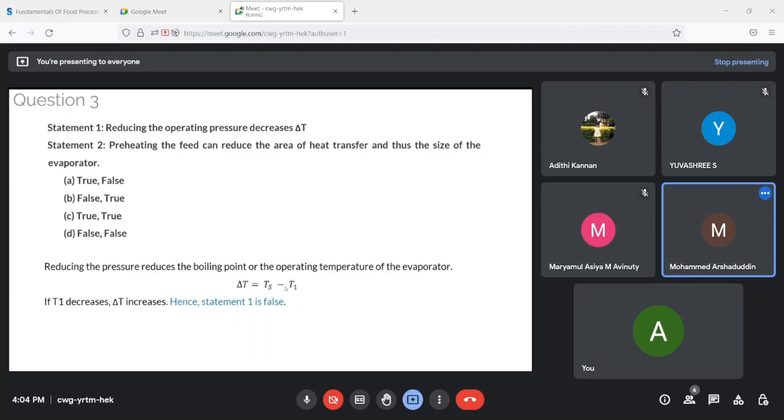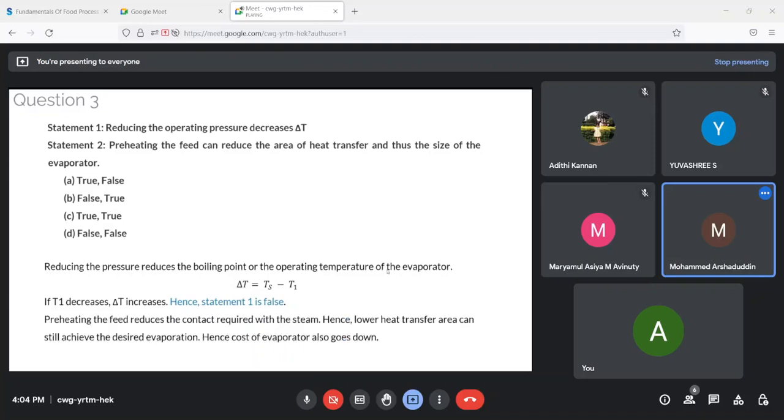So if you reduce the pressure, you are reducing T1, and let's say your steam temperature is kept the same. So if you reduce T1, your delta T actually increases. So reducing the operating pressure does not decrease the delta T, it increases the delta T. Okay, so you need to be careful whether we're talking about the operating temperature or the delta T here. So statement 1 is false.